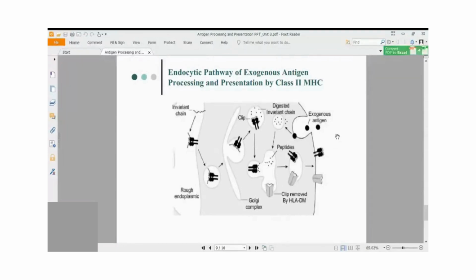and if class 1 MHC gene itself is not there, those cells will fail to be recognized by the NK and CD8 T cells, and those cells will not be killed. And such people who fail to express class 1 MHC will suffer from intracellular pathogenic infection. That is, viral and intracellular bacterial infection will be very, very predominant in those people.